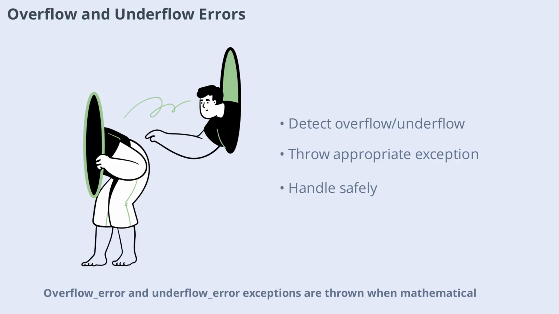Overflow_error and underflow_error exceptions are thrown when mathematical operations exceed the limits of the data type. For example, adding two large integers might cause an overflow. Catching these exceptions helps you detect and handle such errors before they cause incorrect results.